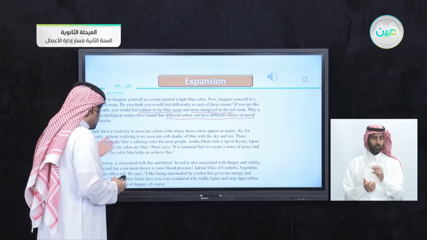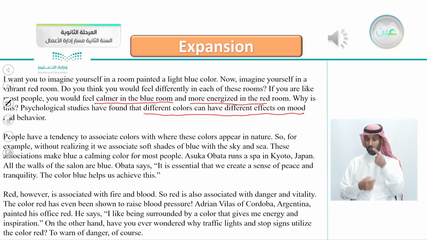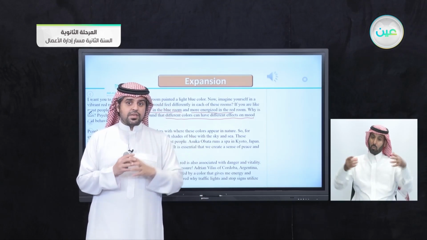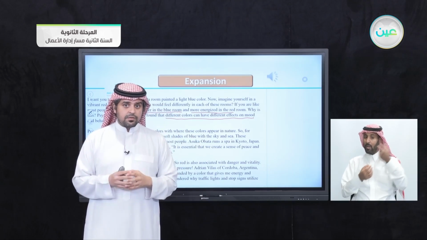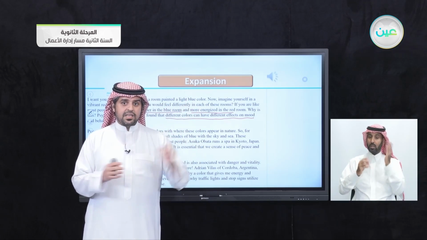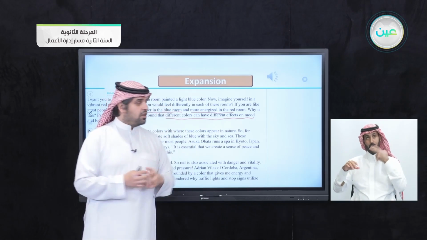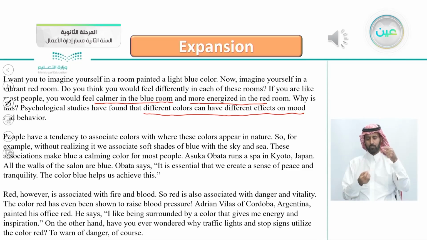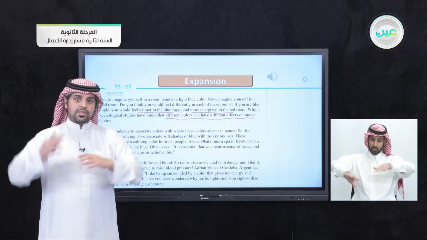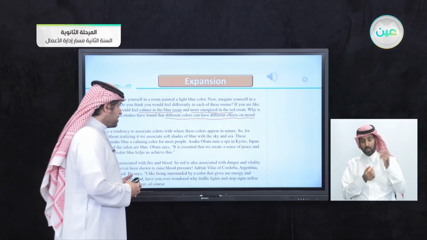For example, here he says people have the tendency to associate colors with where these colors appear in nature. Of course, we associate colors to nature. When you think of the word nature, immediately you think of the color blue or green, blue as in the sky, green as in the trees. So, without realizing it, we associate soft shades of blue with the sky and the sea.